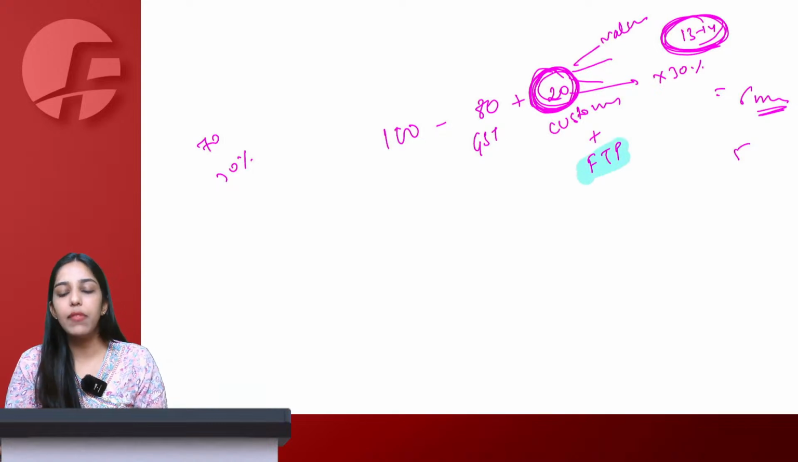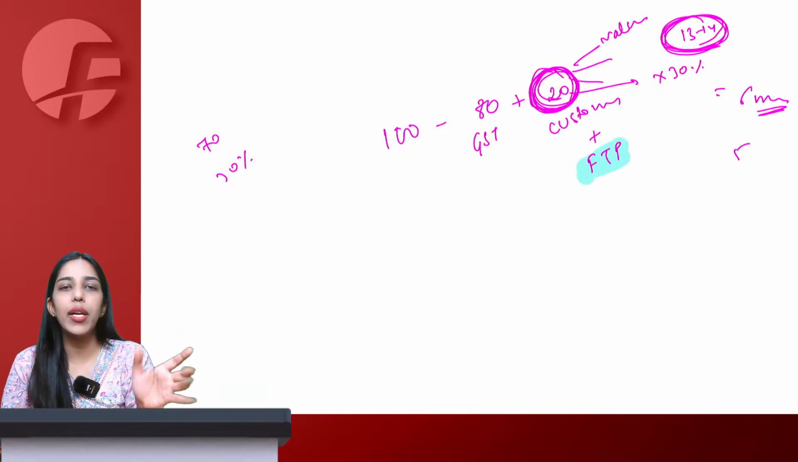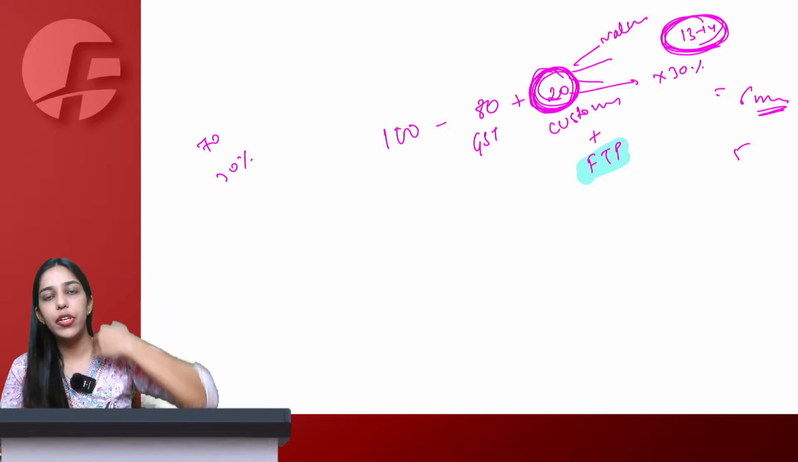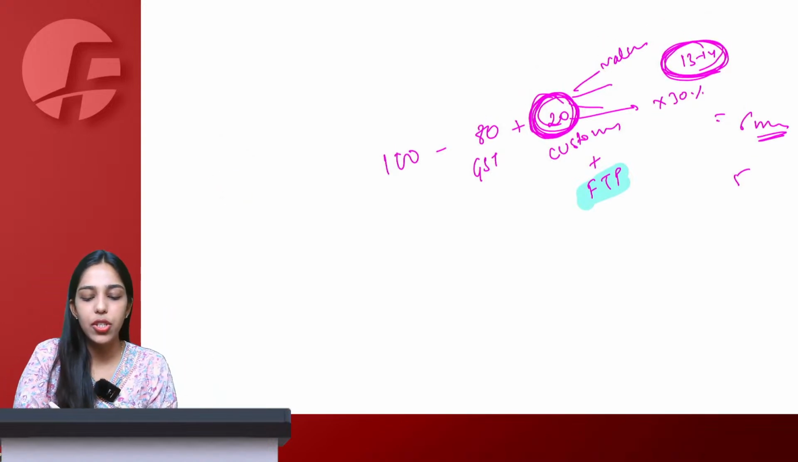For FTP, I will give you a recorded 1.5 hour session which will do everything that is required for the foreign trade policy. So this bifurcation is okay. This bifurcation is according to weightages. Keeping that in mind only, we are going to proceed with the batch.